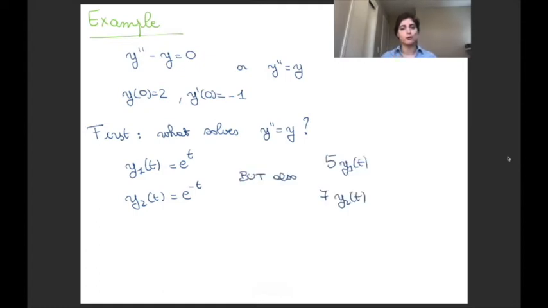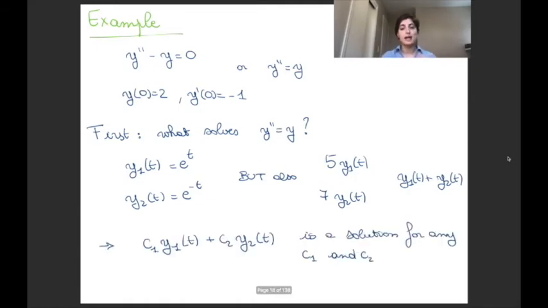But there is more. If we multiply either of these functions by a coefficient, let's say 5 exponential of time, that also satisfies our equation. Or 7 exponential of minus time, that also satisfies our equation. There is more. Any sum of y1 and y2 also satisfies our equation. Actually, to be in complete generality, anything that has the form constant times exponential of t plus another constant times exponential of minus t is a solution of y'' = y for any value of the two constants we have chosen.